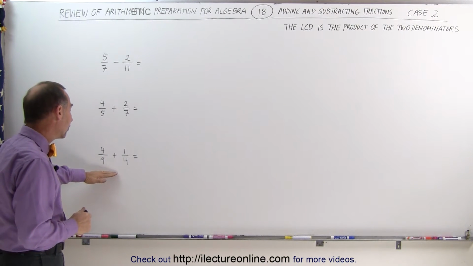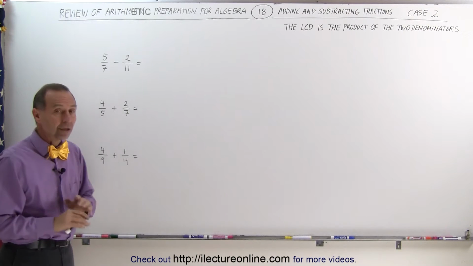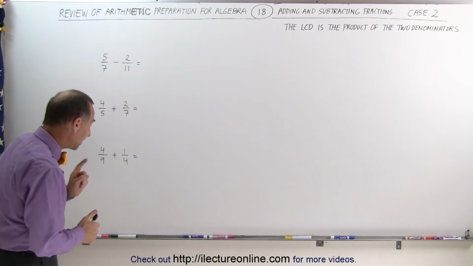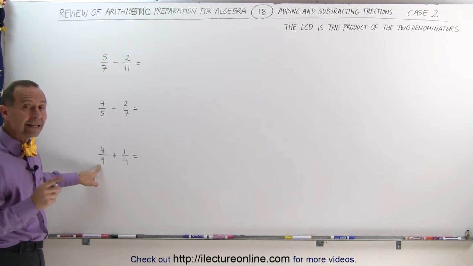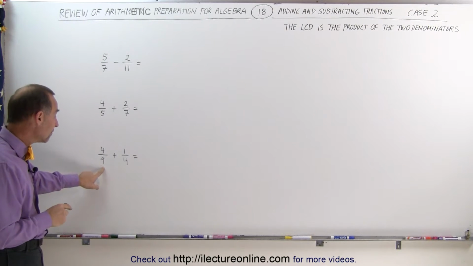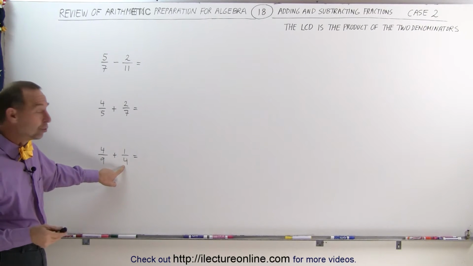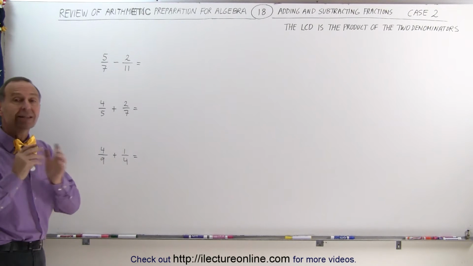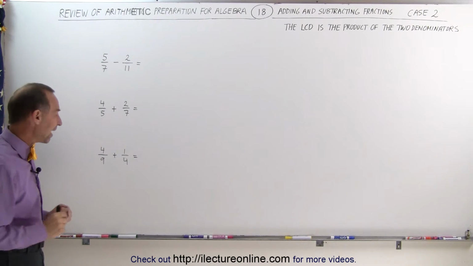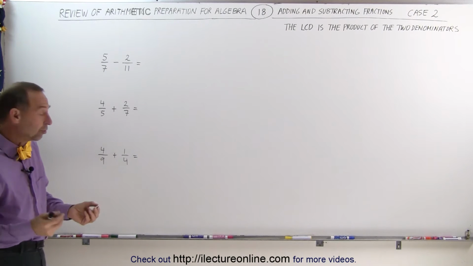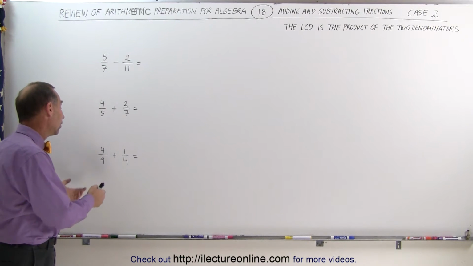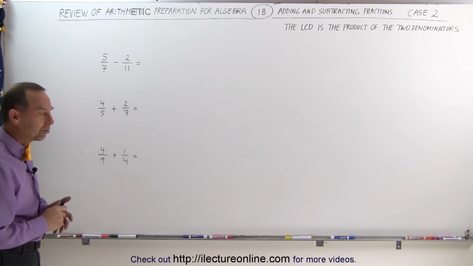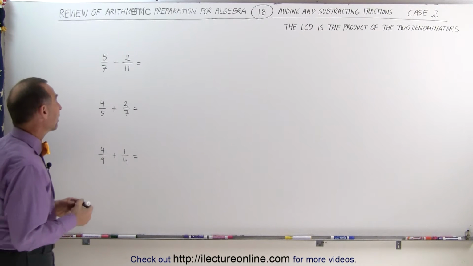But in the third case, it's clear that 9 and 4 are not prime numbers, so you would not expect to have to multiply the two denominators. But if you take a closer look, notice that 9 is really the product of 3 times 3, and 4 is the product of 2 times 2, which means that the factors of 9 and the factors of 4 have nothing in common. They don't have any common factors, and since they don't, you're also going to have to find the lowest common denominator by simply multiplying the two denominators together. Let's go ahead and show you how to execute these.